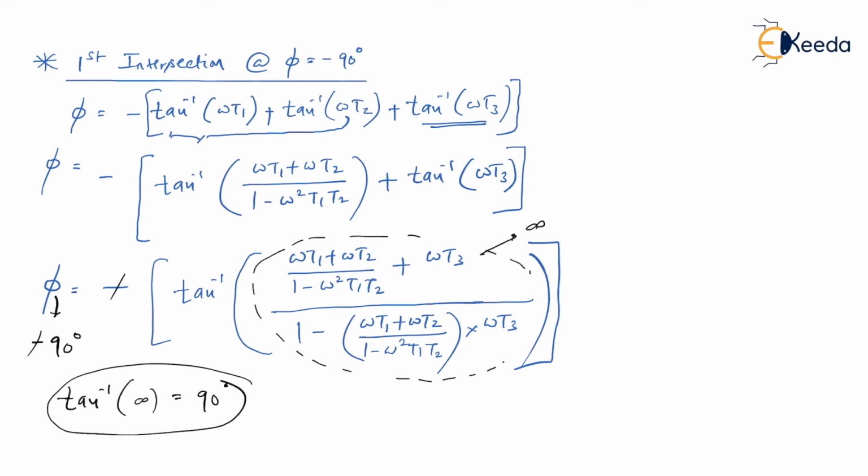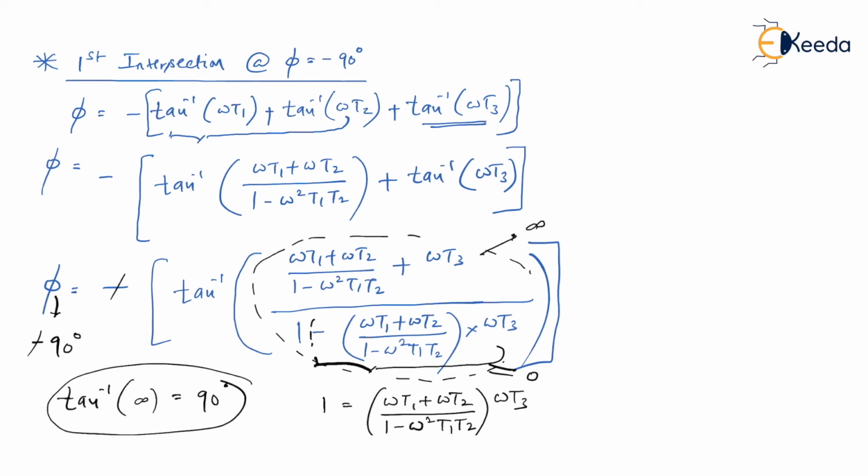So let me write it. When I equate the denominator to 0, this negative part I can shift to the right-hand side. That is, I can finally write: 1 is equal to omega t1 plus omega t2 divided by 1 minus omega square t1 t2, multiplied by omega t3. I hope you understood that point. What I have done is equated my denominator to 0, and once I do, this negative part gets shifted to the right-hand side. So 1 becomes equal to this expression.